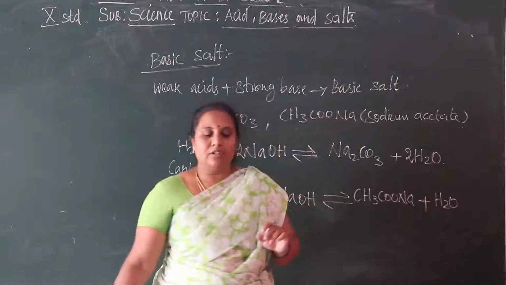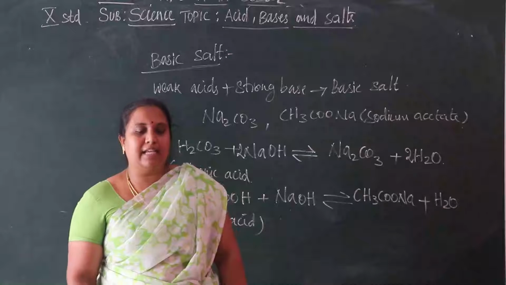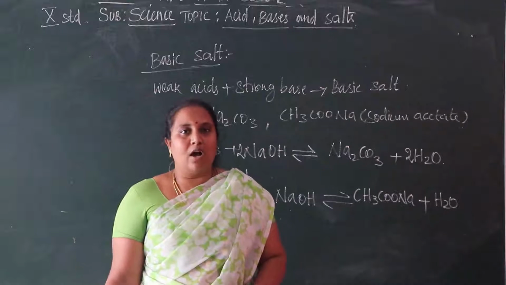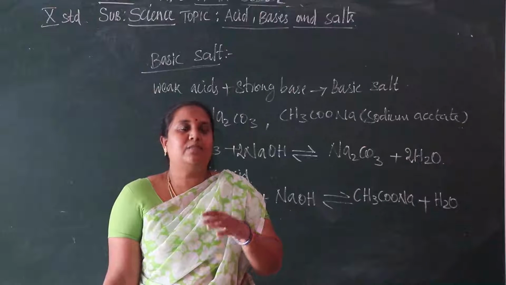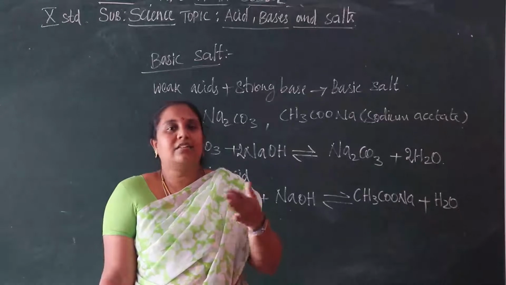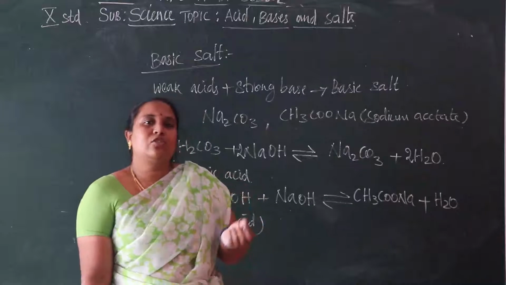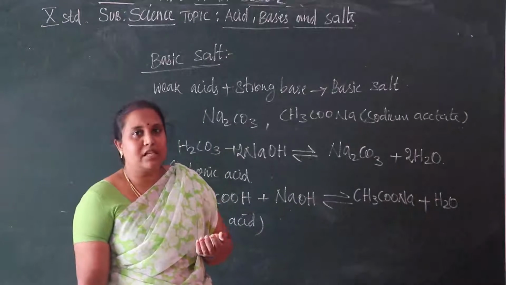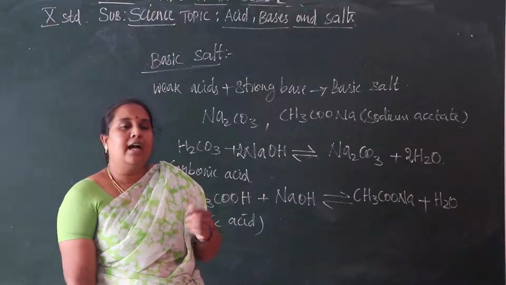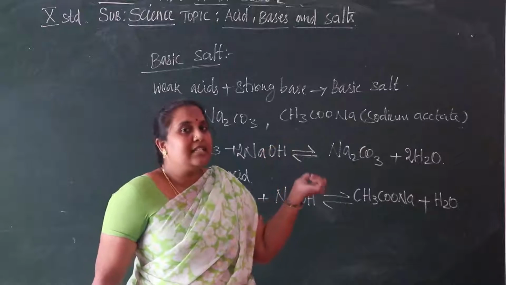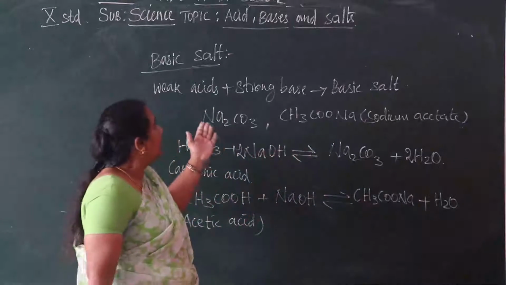Okay children, understood? Then what are the causes of formation of acidic, basic and neutral salts? When a strong acid and a strong base react equally, we get neutral salts. Strong acids and weak bases give acidic salts. The reaction between weak acids and strong bases gives basic salts.